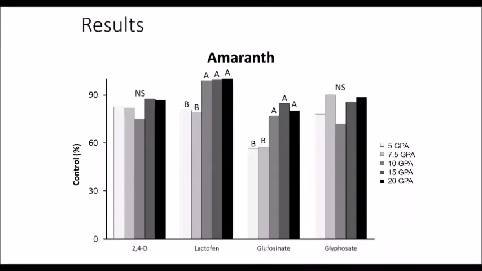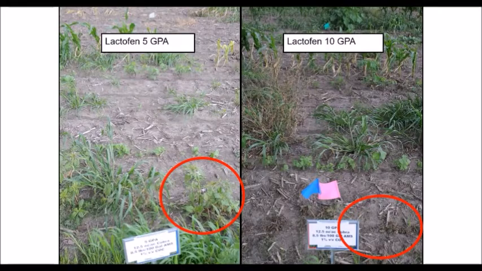When we looked at amaranth, though, we saw a very similar story, slightly different in terms of we didn't get as much statistical separation, and you can see that the efficacy really started to plateau out when we got to about 10 gallon per acre. But again, the 2 systemics, no statistical difference, where the 2 contacts we see increased efficacy as we get those higher volumes.